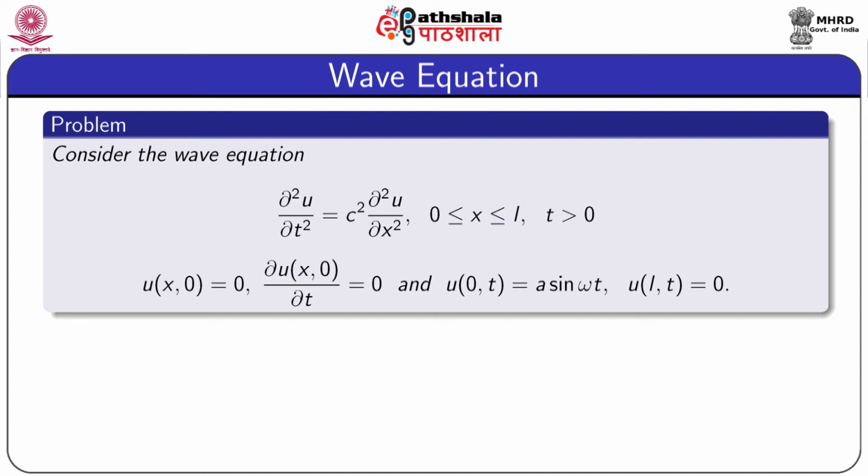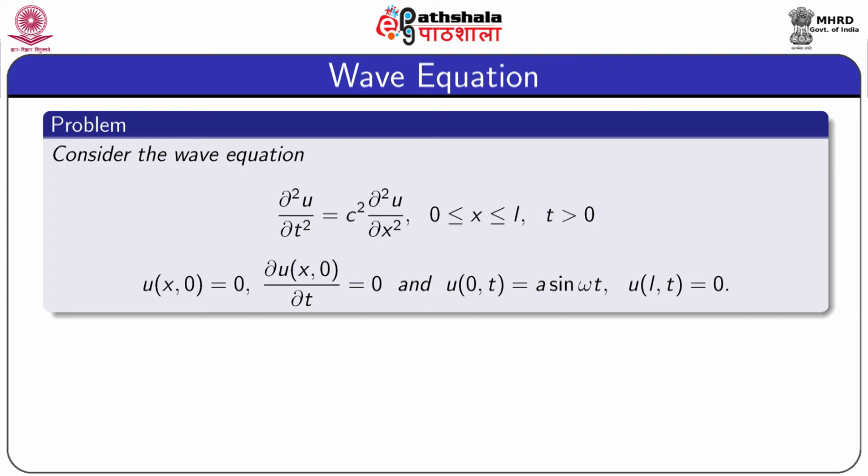In the previous problem, we have considered non-homogeneous initial conditions and homogeneous boundary conditions. In the present problem, we are solving the same wave equation, but in this case the initial conditions are homogeneous whereas the boundary conditions are non-homogeneous.